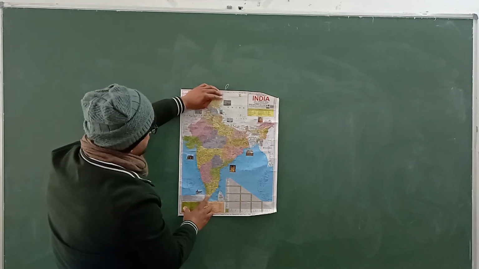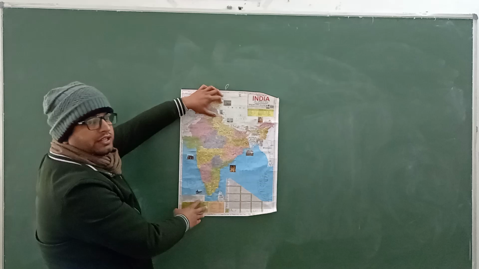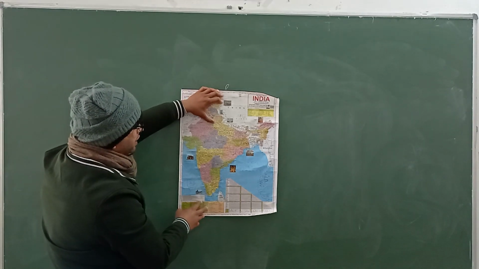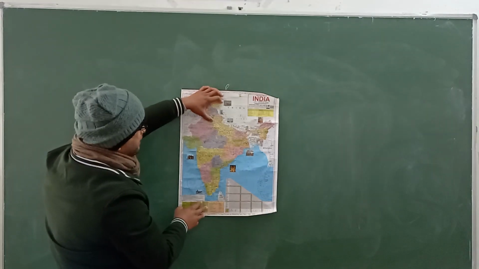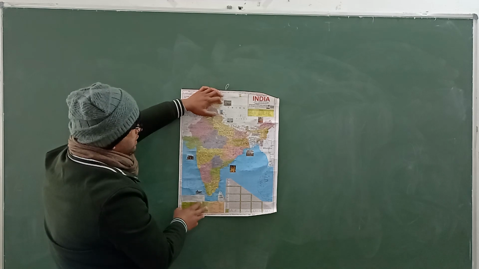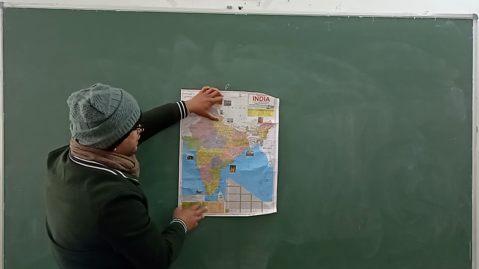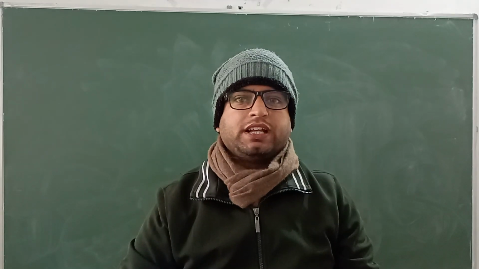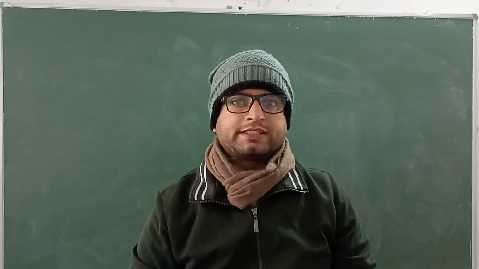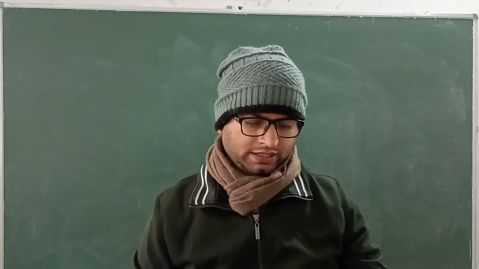The capital of India, Delhi, lies in the northern plain of India. It is a landlocked city surrounded by Haryana in the west and Uttar Pradesh in the east. The other physical features of India include the islands present in the Bay of Bengal and the islands present in the Arabian Sea. These are the two sets of islands.